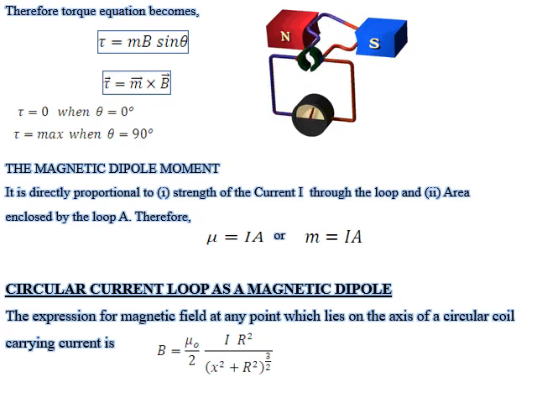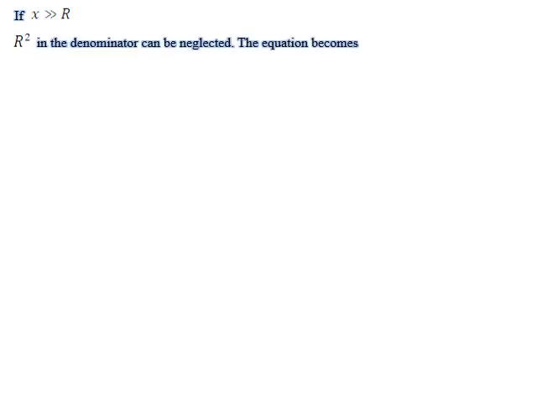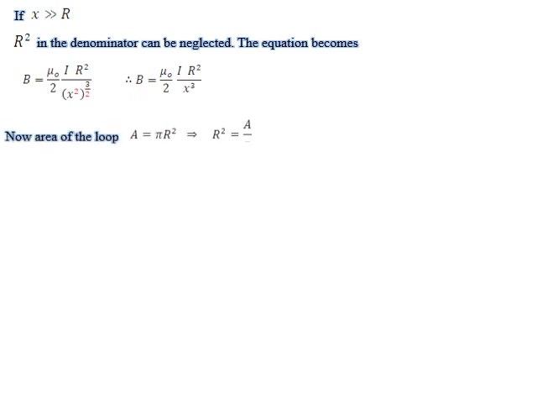So for this we will be applying a few conditions and getting an expression. The condition is, if x is very much greater than r, only then the following steps will be followed. R square in the denominator is neglected since x is taken very much greater than r. Therefore, the equation becomes B is equal to mu naught I r square divided by 2 x square whole power 3 by 2. Here 2 and 2 cancel out and what remains is B is equal to mu naught by 2 I r square by x cube.